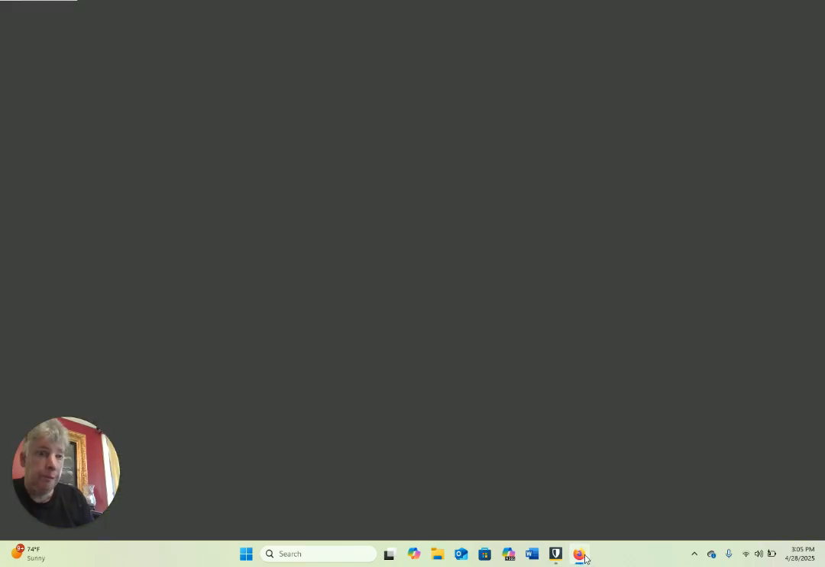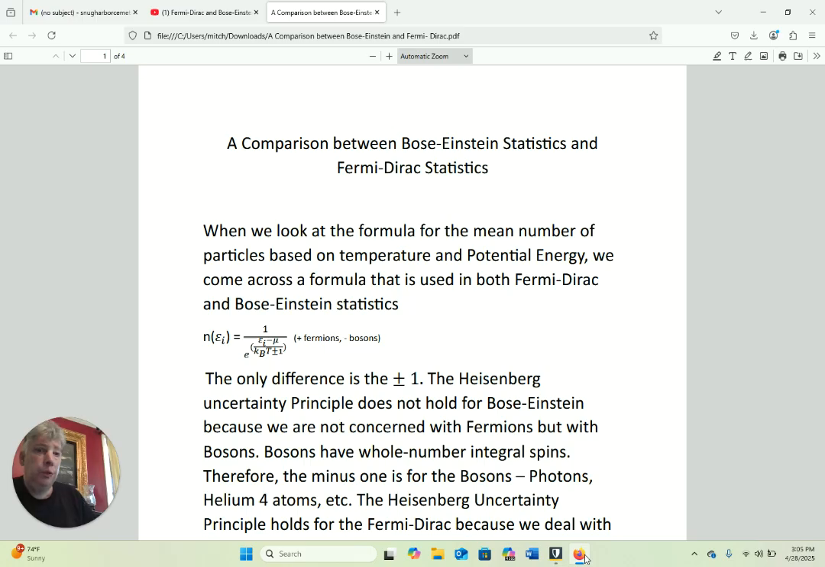Okay, so I'm going to go over here. One of the things that is true is that Bose-Einstein is dealing with bosons, and Fermi-Dirac statistics is dealing with fermions. That really means one important thing here: with fermions, the Heisenberg uncertainty principle holds, but with bosons, it doesn't. So let's take a little look at this.